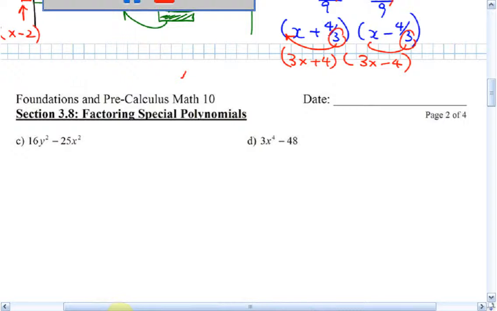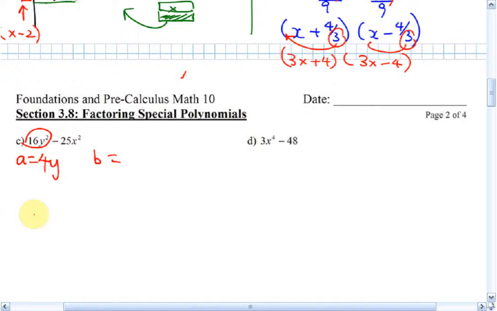Thanks, man. Okay, so part C here. Let's take a look. If you're going to do it the quick and easy way, my suggestion is to, once again, identify A and B. So what's A if this whole thing here is A squared? 4, what else? Y. Good, right? Because 4 times 4 is 16. Y times Y is Y squared.